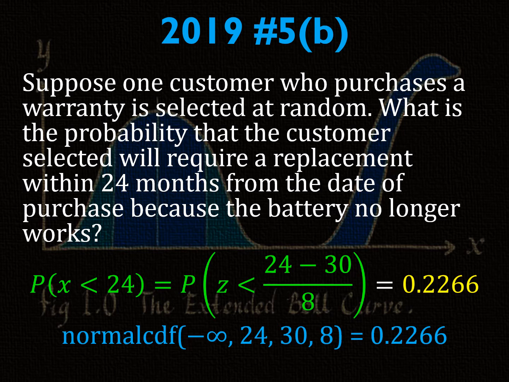So you could have used normal CDF with negative E99 as the leftmost limit, 24 is the rightmost, 30 is the mean, 8 is the standard deviation, which gives you a probability of 0.2266.